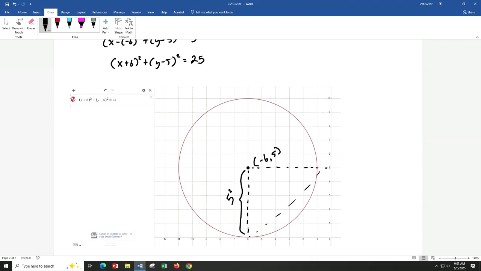Pretty straightforward on that one. Can you kind of recognize it a little bit? Like I said, it is one of those that's just a little bit tricky, so just be careful. So let's do some other examples here.